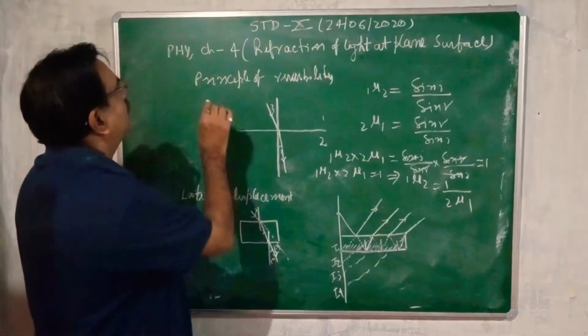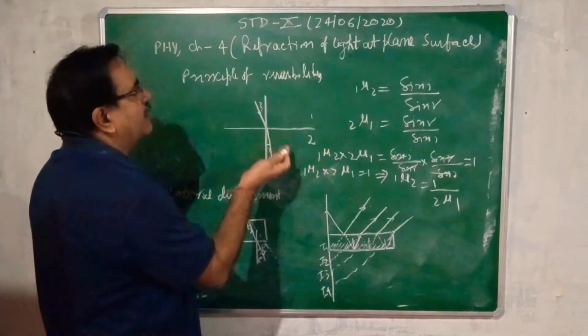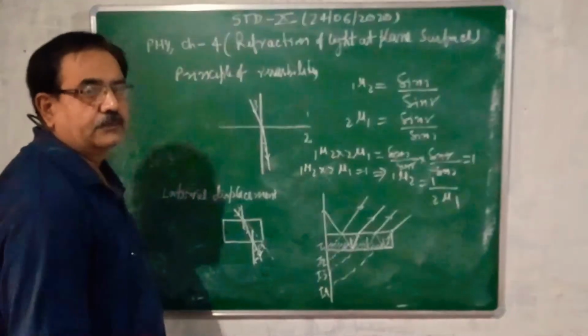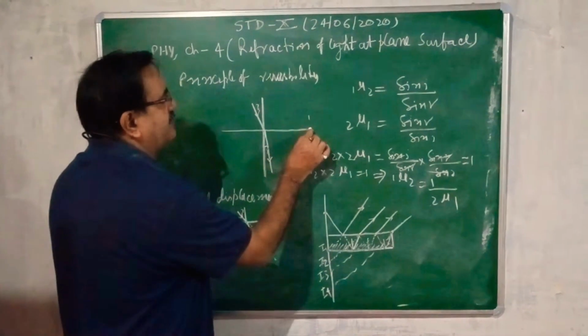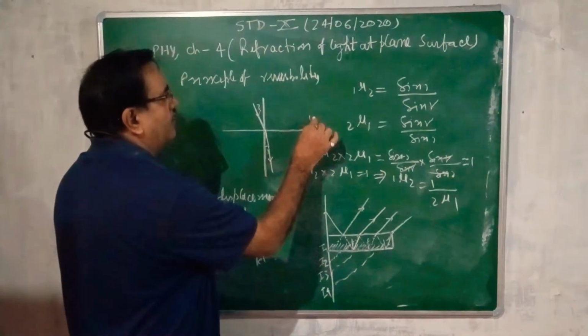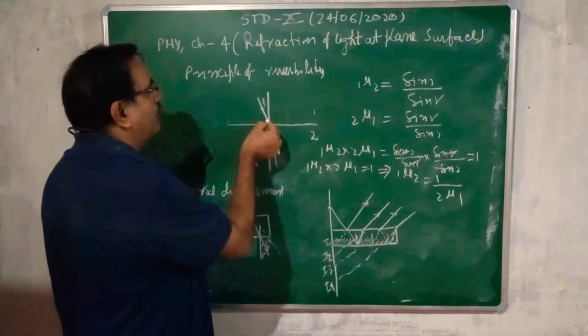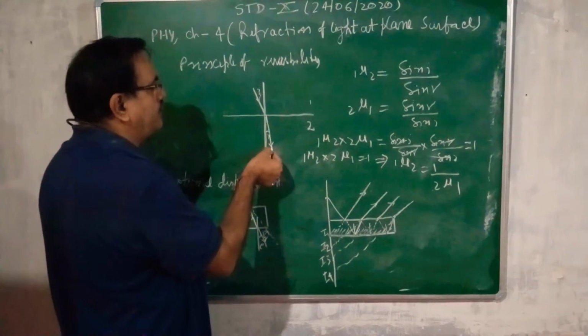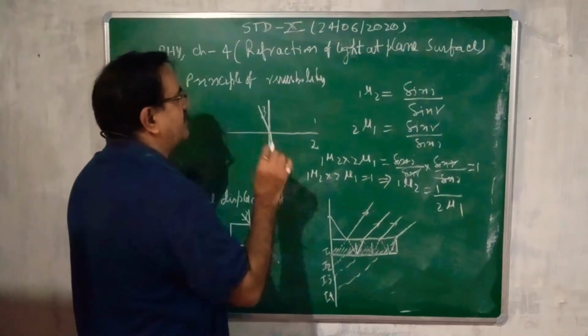Now, the principle of reversibility. Reversing the path of light is known as the principle of reversibility. Take this as the separating surface. This is medium 1, this is medium 2. The ray of light coming from medium 1 enters medium 2. Medium 2 is the denser medium.